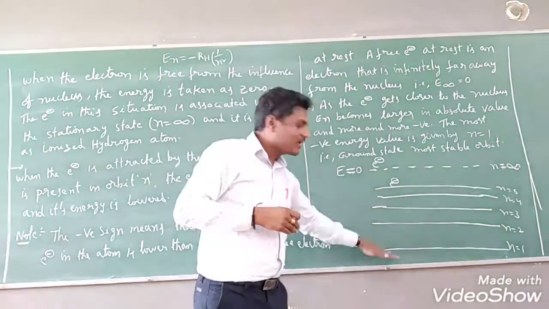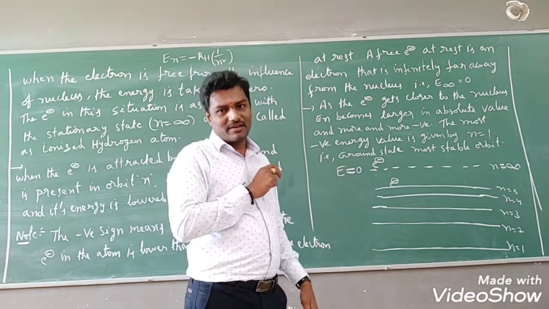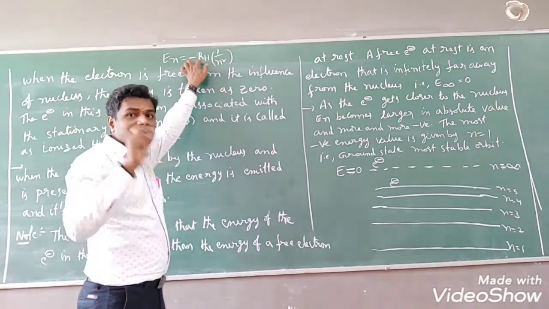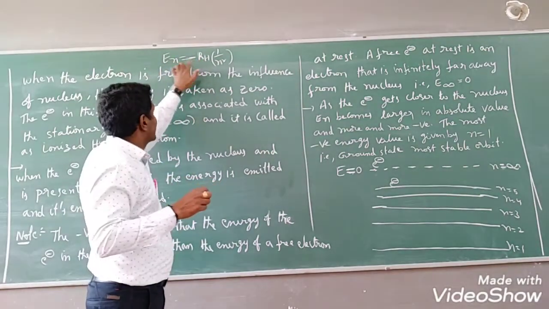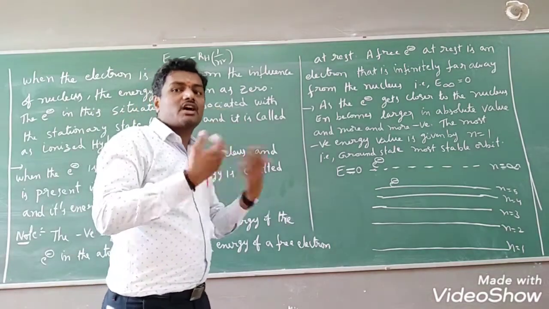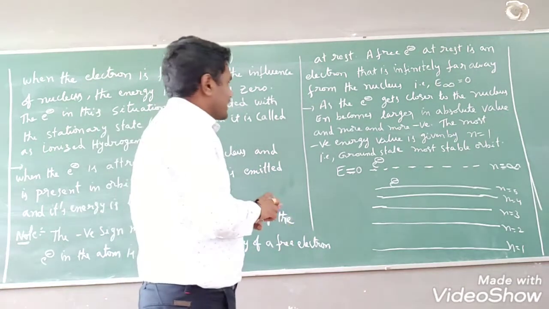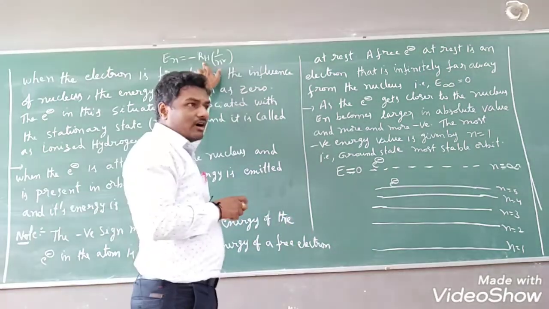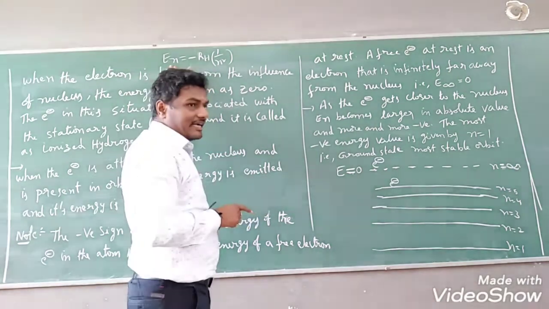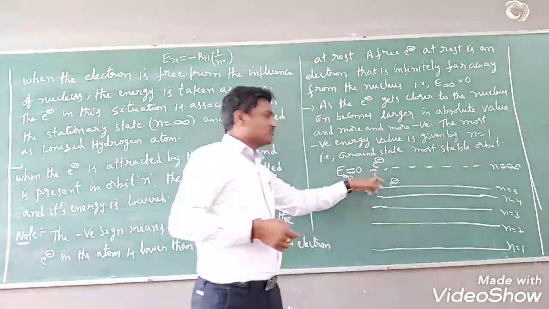In all the remaining orbits, if we calculate the energy for any species, we will only get a negative value. Because of that reason, we have taken the energy of the nth orbit as minus RH. The nth orbit may be E1, the first orbit energy, second orbit energy, third orbit energy, whatever it may be, for any orbit you calculate, you will definitely get a negative value, other than infinity. E infinity becomes 0.